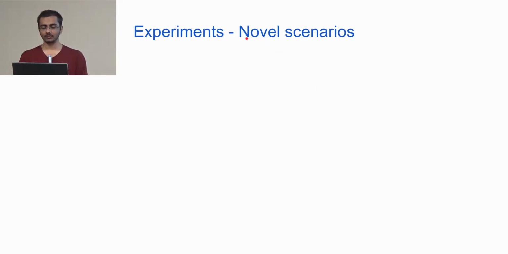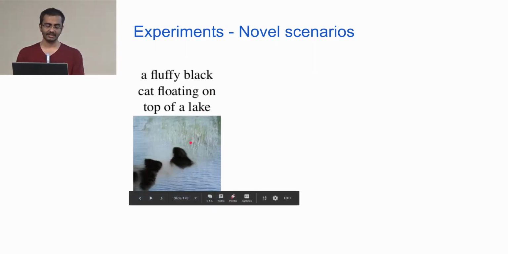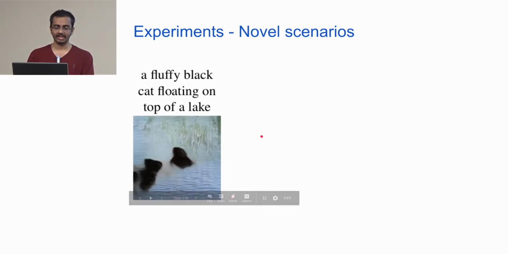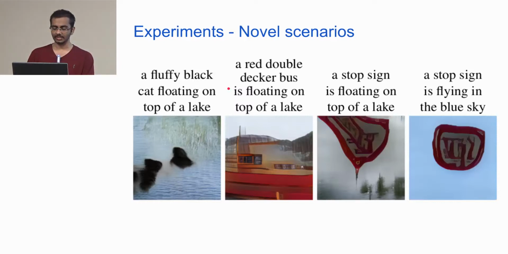Novel scenarios. These are captions that are not likely to happen in the real world, where you just want to mess with the system as humans do, and see what images you get. So for a fluffy black cat floating on top of a lake, it got the colors and textures right for the lake and the general color for the cat, but lacks enough details. This is more of the same for the entire experiment. You can have a look at them if you want.